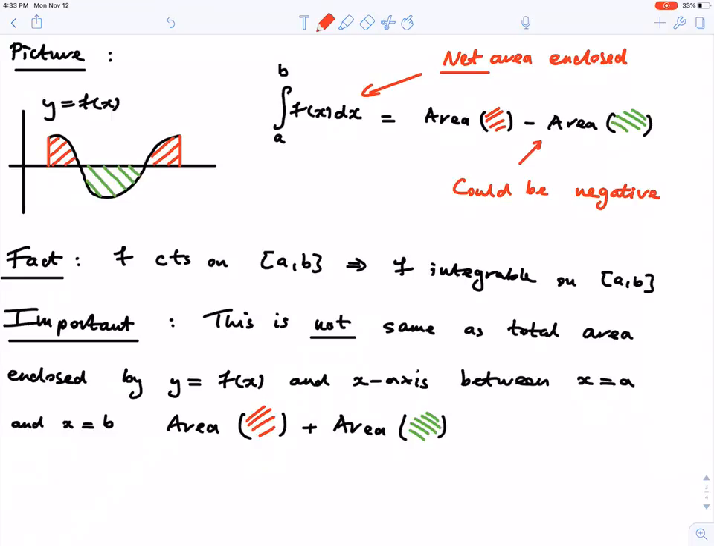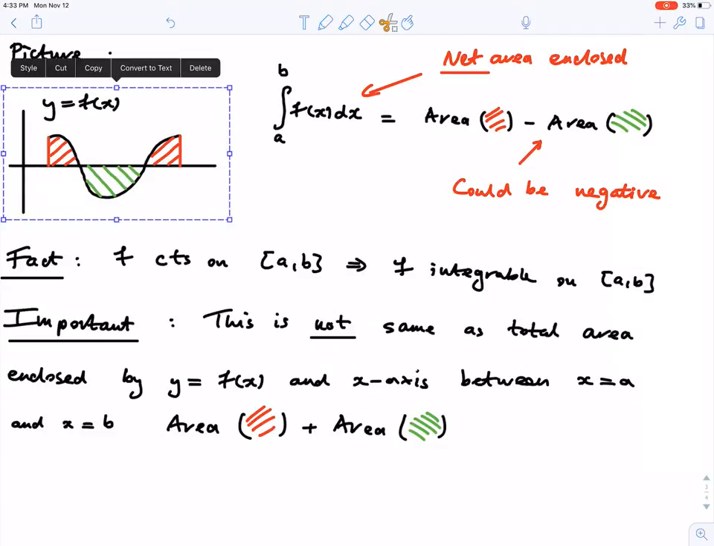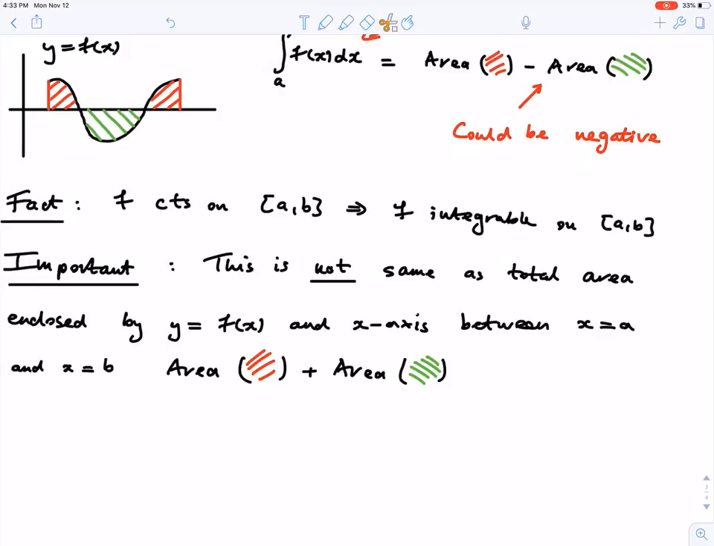So an interesting question is, can I use this concept to get a total area instead of a net area? There is a pretty slick way to do it, although in practice it's not so useful, but let me just show you. So let's take this example.